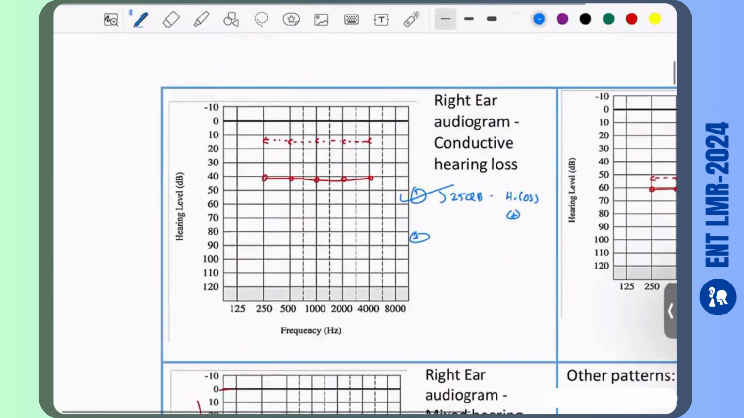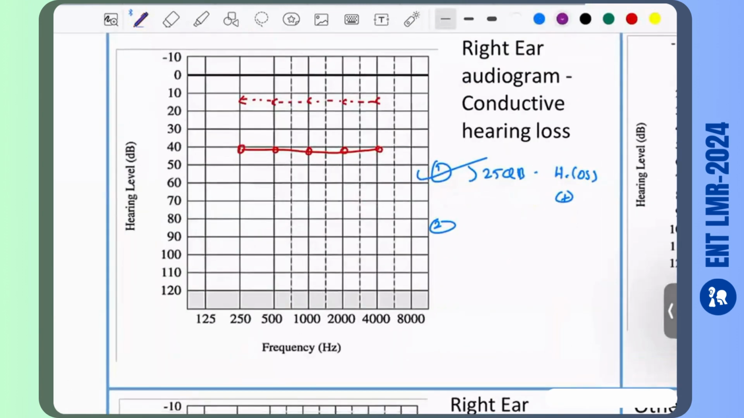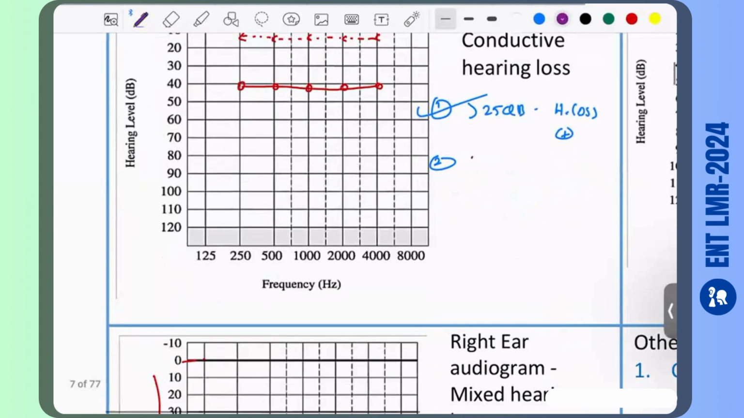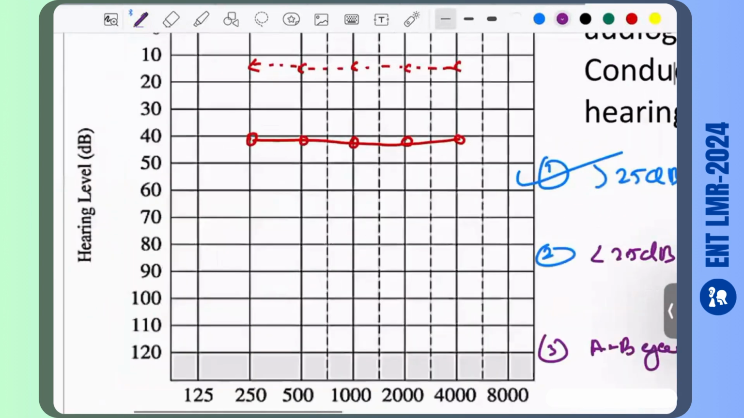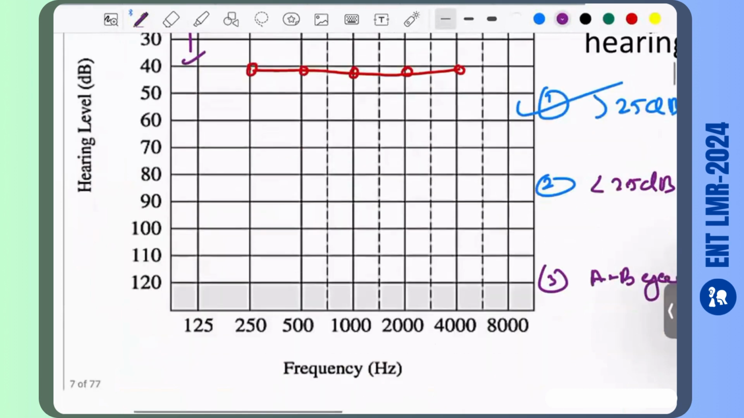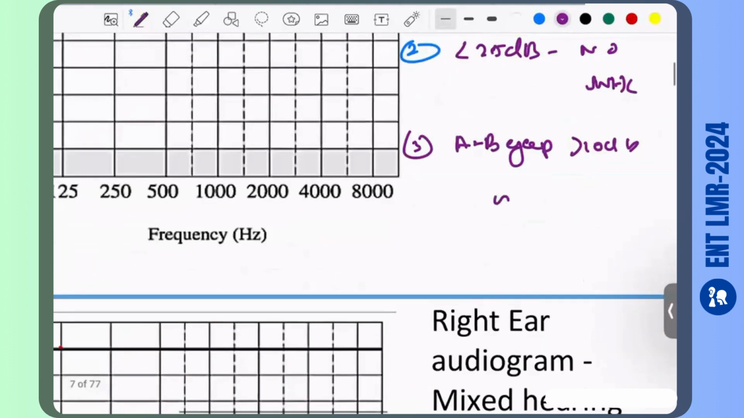Now you look at this picture. The broken lines, bone conduction, are less than 25 decibel. So no sensory neural hearing loss. The third one, the air bone gap, is more than 10 decibel. Can you see here? This is 15, this is 40. The air bone gap is more than 10 decibel, which means that conductive hearing loss is confirmed. So this is a case of right-sided conductive hearing loss.